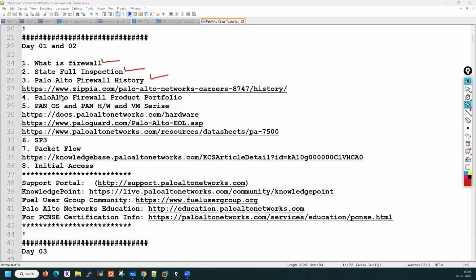Now, in today's class, I directly start with the Palo Alto Firewall product portfolio. Palo Alto Firewall operating system, hardware models, VM series models, and the most important topic, which is SP3. Then the initial access, and if time permits, I'll cover packet flow as well. So those are the things which I am planning today.